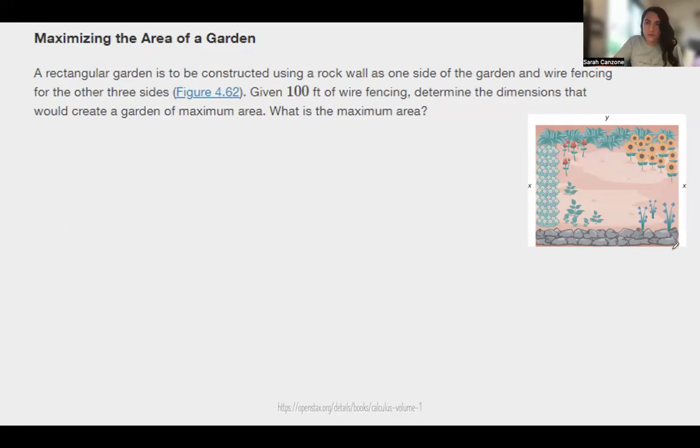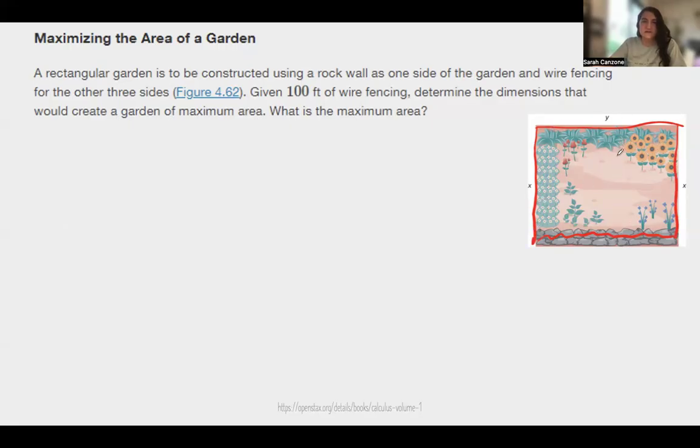So the rock wall, we could draw it in. Sometimes I would indicate, if I were to draw this, the side that we're not going to be taking into account by doing a squiggle. And then everything that we do need to consider, I would just draw regular lines. So here's our rock wall. And then we know that we have wire fencing that goes around the rest of it. So this is our fence right here. We don't need fencing for this side, but we do need fencing for the other sides.